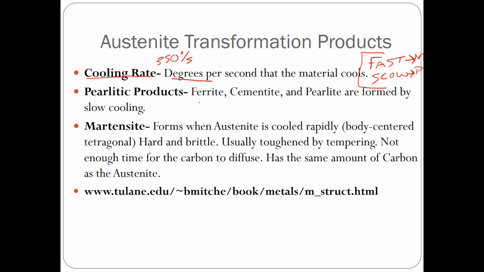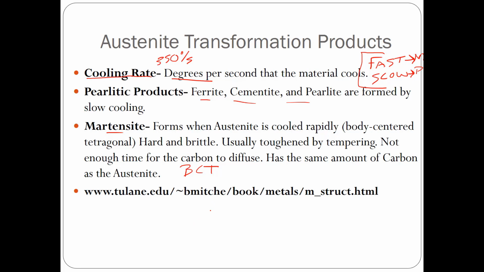Know what our pearlitic products are. The definitions of these are on 190 and 191. And then martensite, which is body-centered tetragonal, BCT. And know what martensite is. Know how we form martensite. The only way to form martensite is to austenize our material and then do fast cooling.